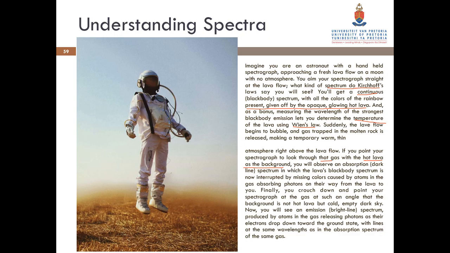And finally, you crouch down and point your spectrograph at the gas at such an angle that the background is not lava, but cold, empty, dark sky. Now you will see an emission bright line spectrum produced by atoms in the gas releasing photons as the electrons drop down towards the ground state, with lines at the same wavelengths as the absorption of the same gas.